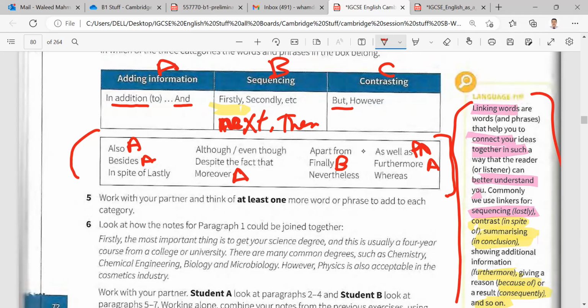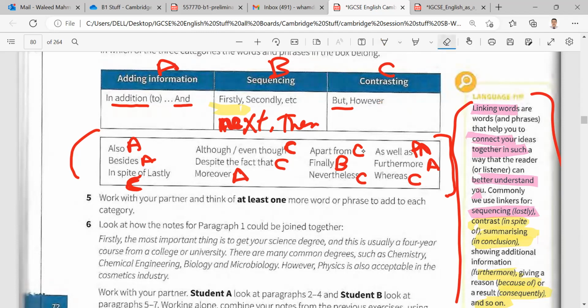Like what, Khalid? In spite of, here C. Although, or even though, only C. Despite the fact that, only C. Apart from, C. Nevertheless, C. Whereas, C. So how many linkers can you use to connect opposite ideas together? How many C's? One, two, three, four, five, six, seven, eight. We have eight linkers.